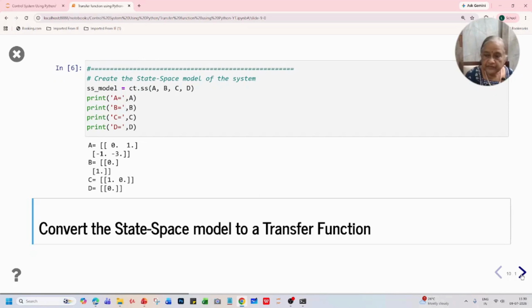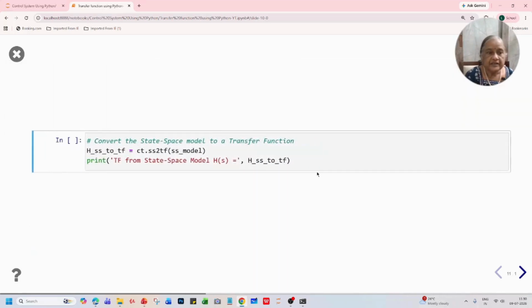So we can convert the state space to transfer function or transfer function to state space. So how to convert the state space to transfer function? Let us designate the transfer function as h underscore state space to transfer function. Here for recognition I am given this, you can give any designation for this.